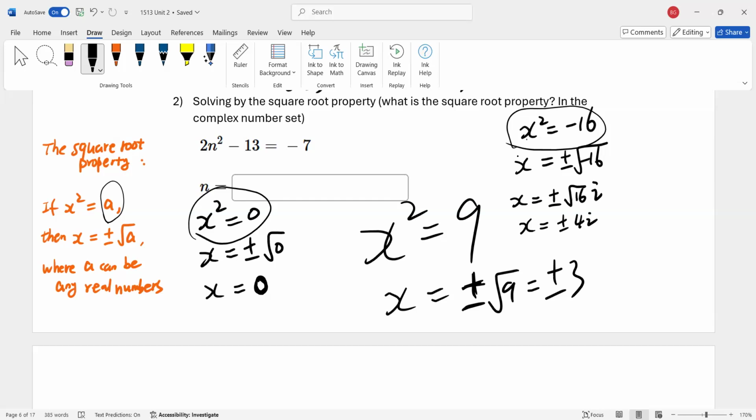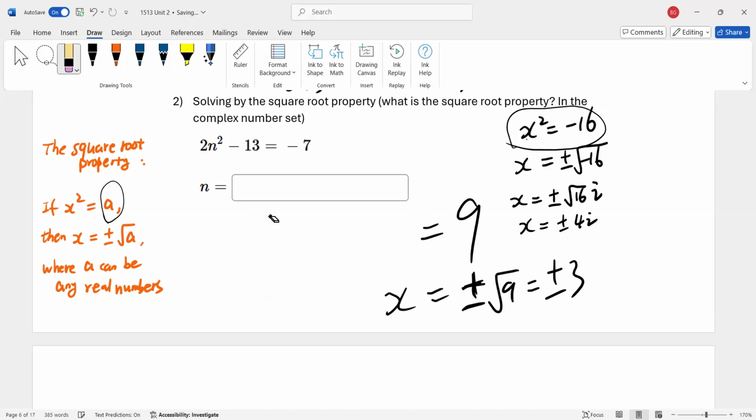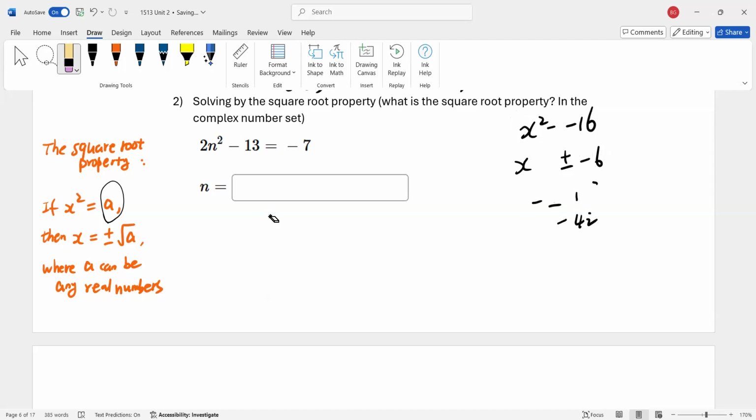Okay, those are just the warm up. Let's look at problems. This problem, 2n squared minus 13 equals 97.